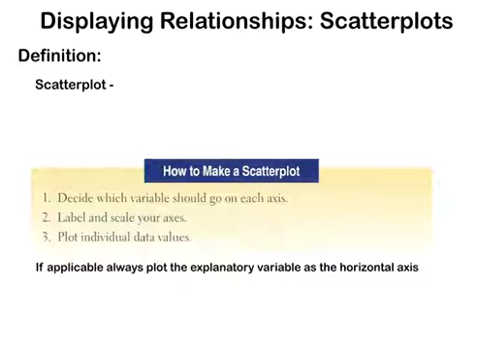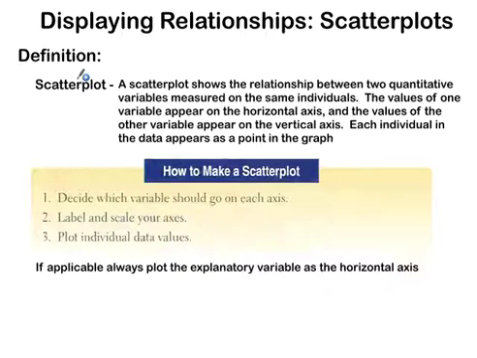Displaying relationships. So when we're displaying relationships, one way we may do that is with a scatter plot. So a scatter plot shows the relationship between two quantitative variables measured on the same individuals. The values of one variable appear on the horizontal axis, and the values of the other variable appear on the vertical axis. Each individual in the data appears as a point in the graph.